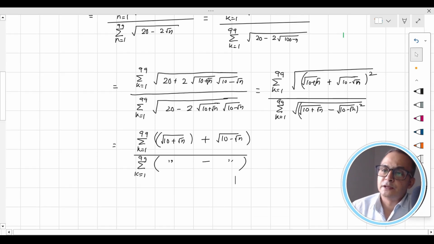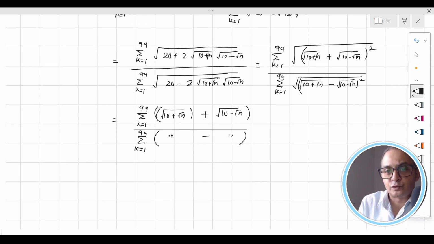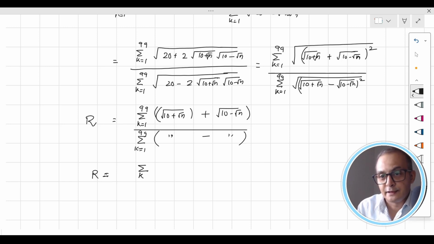Now try to think this way. This was the whole ratio r, and now we can separate the summation into two pieces. So two pieces, what is the first piece? k goes from 1 to 99, this is the square root of 10 plus root n. The second piece is the summation k goes from 1 to 99 of the square root of 10 minus root n.